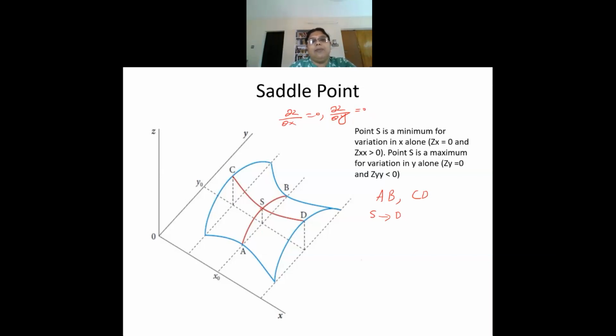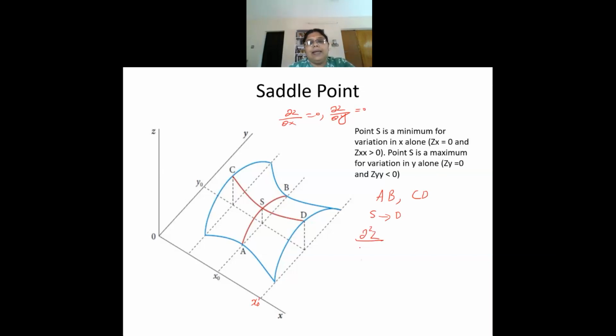Now we are considering the movement from point S to another point D along this curve CD. Now when that happens, this is happening because of the change in x, isn't it? Because when you move from S to D, when you look at the foot of this perpendicular, y is constant at y0 and it is the value of x that has changed. Let us say x0 dash. The value of x has changed from x0 to x0 dash, while the value of y is constant at y0.